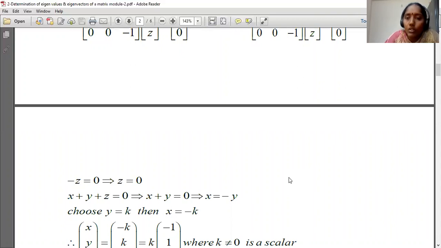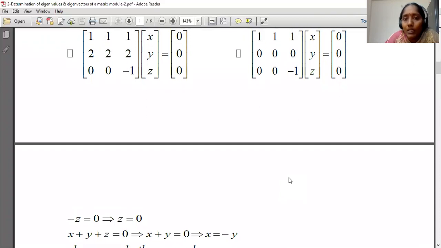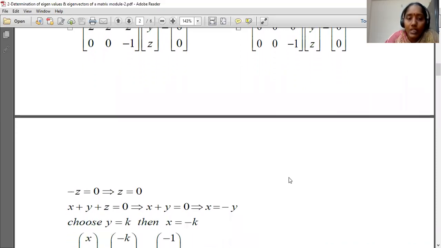So x equals minus y. Also observe the rank of this matrix is 2, and the number of unknowns is 3. So the number of linearly independent solutions is n minus r, that is 3 minus 2, which is 1. That means we assign one arbitrary constant to one of these variables. For that we consider y equals k. So x is minus k, and z equals 0.